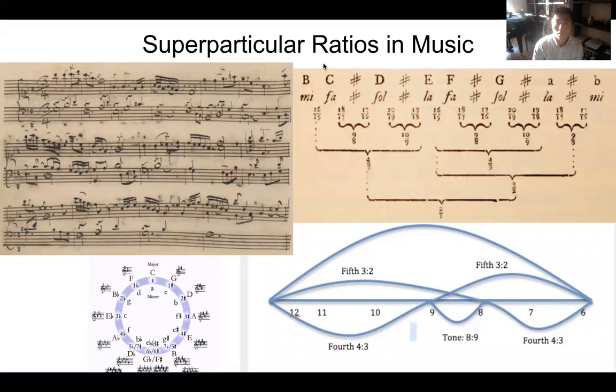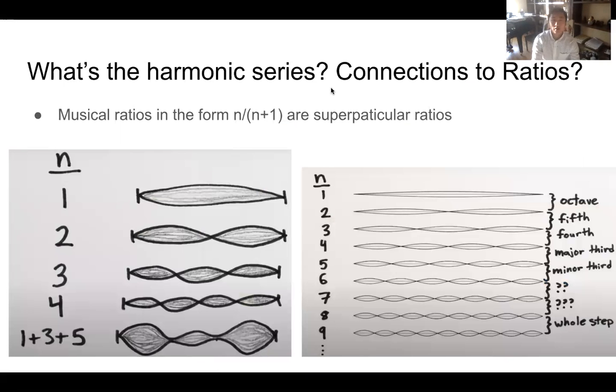Hope everyone's doing well. Here's a quick presentation on the superparticular ratios in music. When a string vibrates, it does so with the ends fixed to the instrument. This means that it can only vibrate in certain ways with a certain number of bumps. The more bumps, the higher the pitch and the faster the string vibrates.